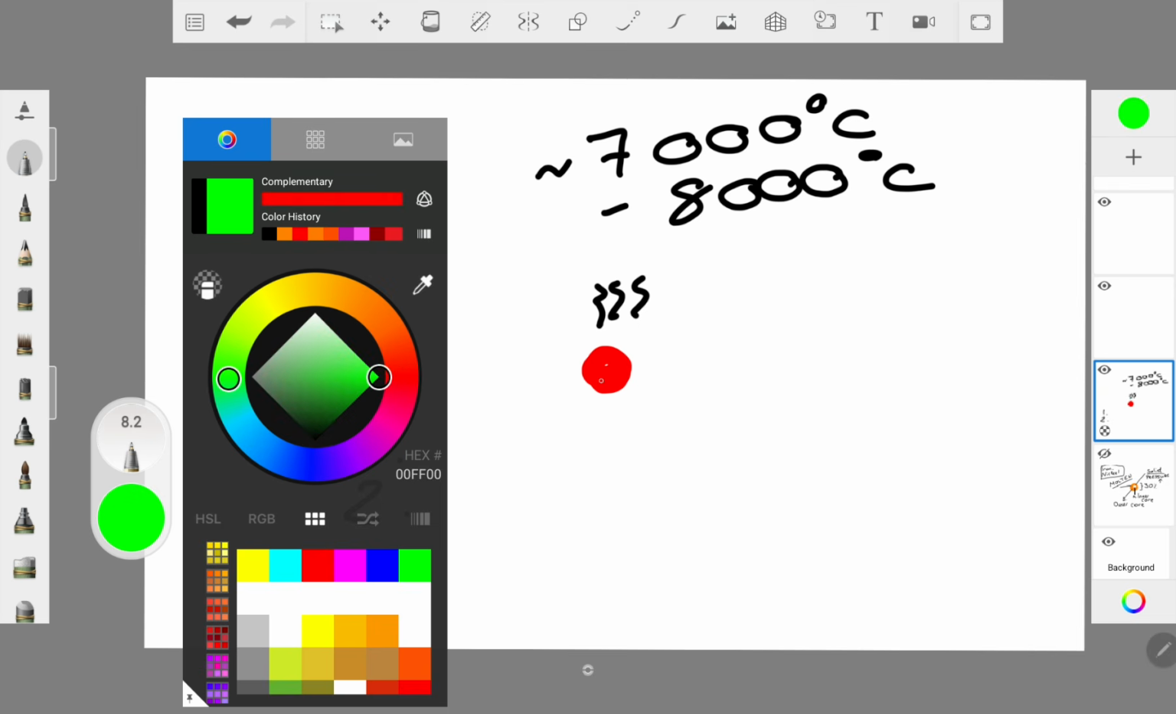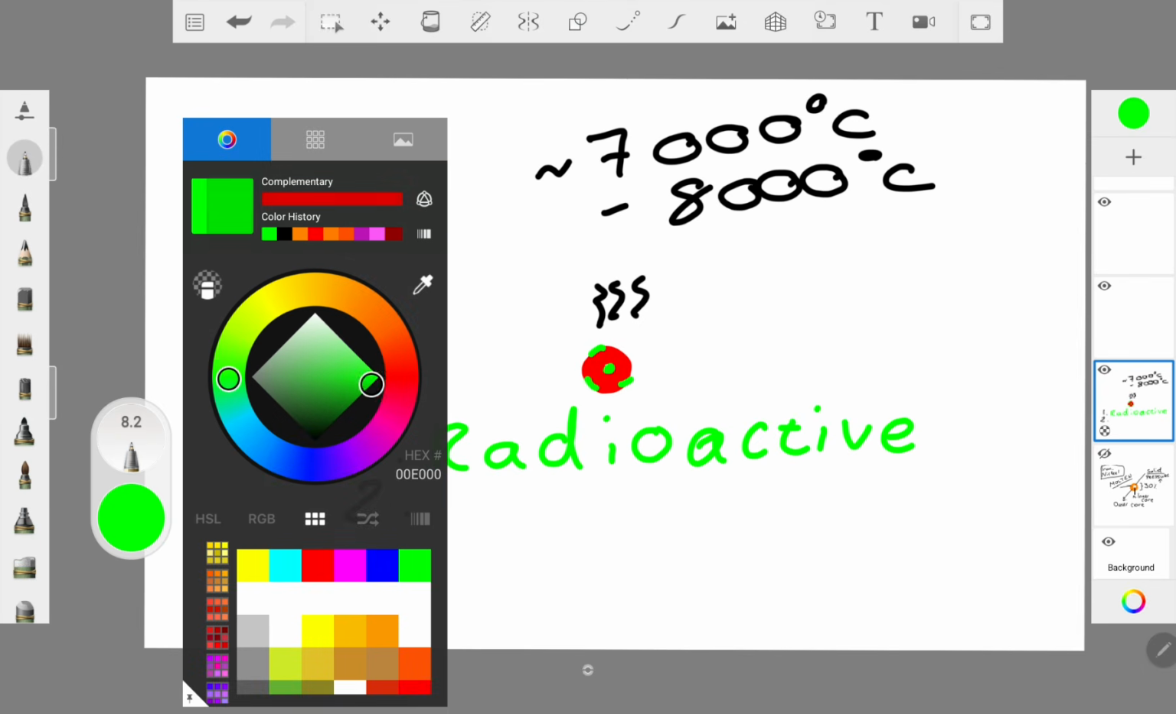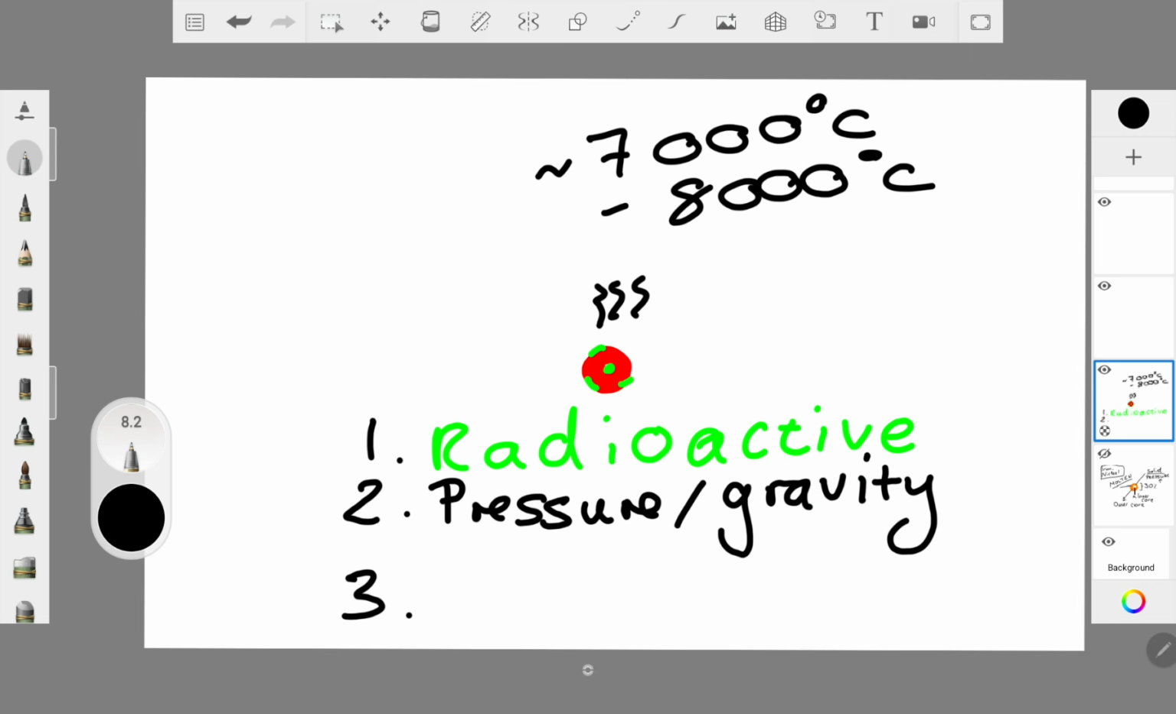Number 1, the inner core has radioactive material. Heavy isotopes, things like cobalt and uranium, sink into the core. They are radioactive, and radiation produces heat. Number 2, something to do with it being at the center. Good. The pressure and the gravity cause it to produce heat, as all of the materials slide over each other, causing friction.